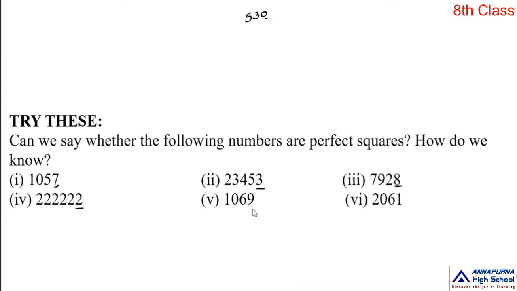Now 1,069. Is it a perfect square number? Maybe it is a perfect square number. Actually it ends with 9. So maybe it is a perfect square number. We can't decide. By doing the prime factorization, we can decide whether it is a perfect square number or not. So 1069 is maybe a perfect square number. And even 2061 is also maybe a perfect square number. We can't say that. Okay, so this is the first property.